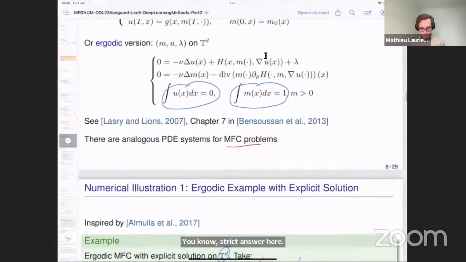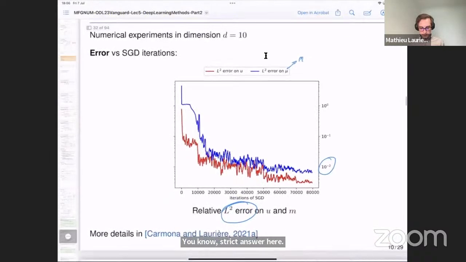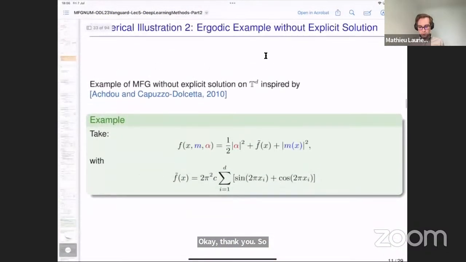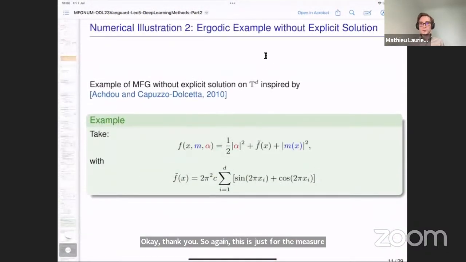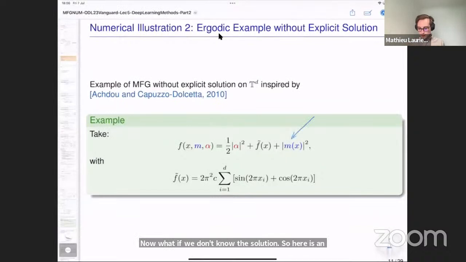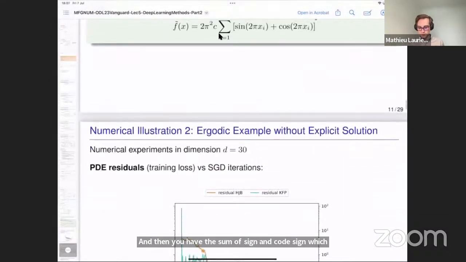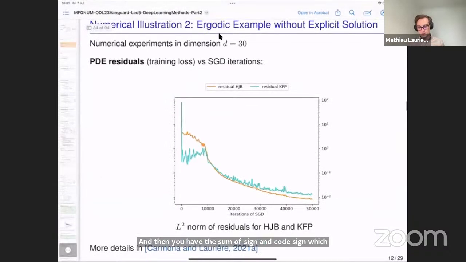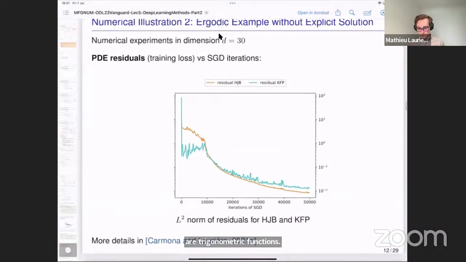Okay, thank you. So again, this is just for the measure of success if we know the solution. Now, what if we don't know the solution? So here is an example. It's pretty similar, except that you see here, instead of having a log, you have just mx squared. And then you have a sum of sine and cosine, which are trigonometric functions. So in particular, they are periodic. And here is a result in dimension 30.